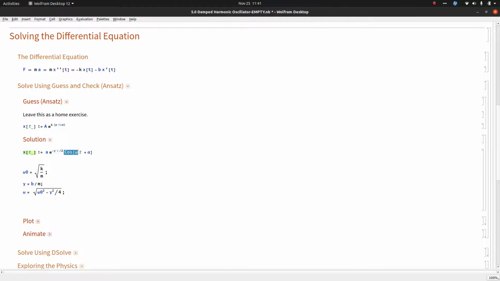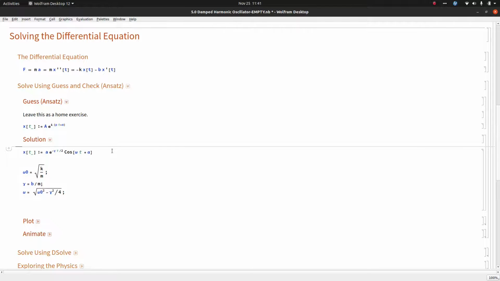So much like before, we have a cosine omega t plus alpha. But now we also have this exponential decay in here as well. And the exponential decay describes how the amplitude decreases over time. So it's e to the minus a new constant gamma times t, divided by 2.